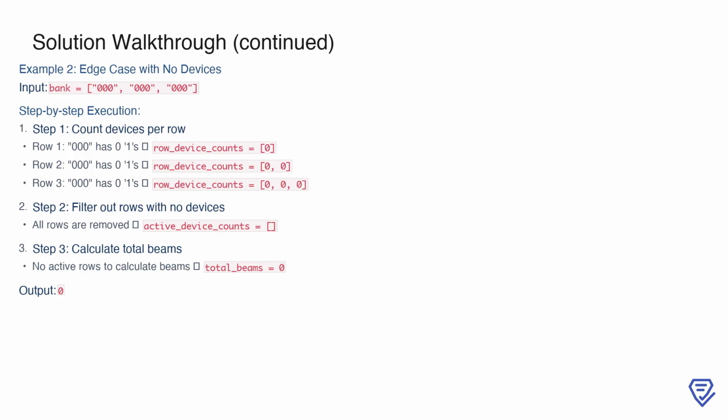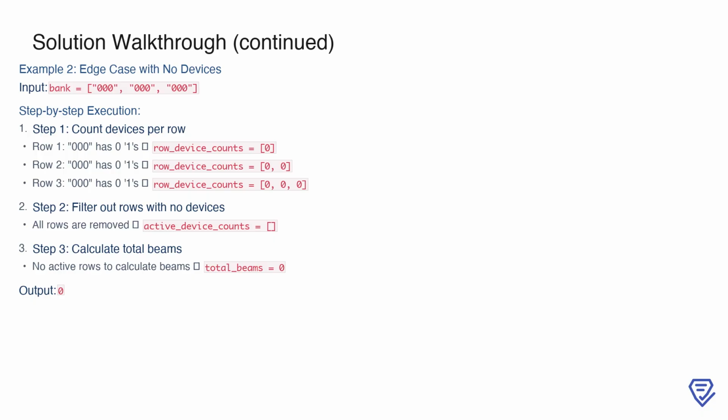Here, the input bank consists of 3 rows, 000, 000, and 000. The first step is to count the devices in each row. Row 1, 000, has 0 devices, so we start with row_device_counts equals 0. Row 2, also 000, has 0 devices as well, updating the counts to row_device_counts equals 0, 0. Finally, row 3, 000, adds another 0, resulting in row_device_counts equals 0, 0, 0.